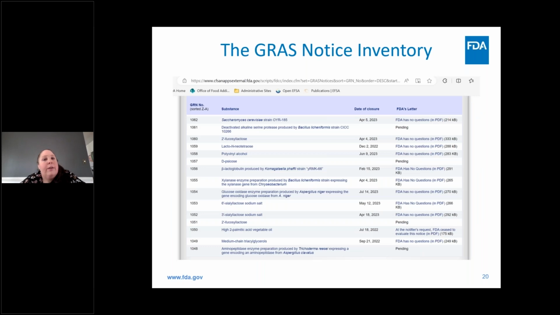So as I've said, GRAS notifications do not result in formal rulemaking. And so to ensure complete transparency, all GRAS notices are actually available online. And so this includes the GRAS notice itself, which you can access. You could also access our letter, our final result, whether that's a no questions letter or a cease to evaluate letter. And so this means the general public has complete access to all the data that was used to help determine that safety conclusion.